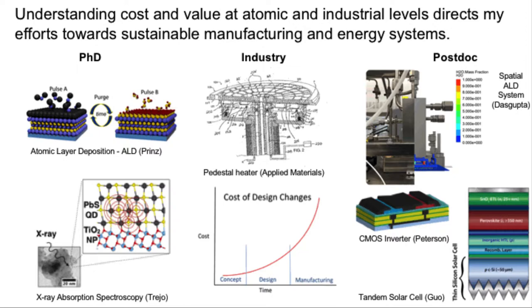So for the postdoc, I'm essentially trying to combine the two. Similarly, thinking about how you create a system where you do have atomic level control, but you can scale it up, and then address and understand material properties using device examples like transistors, CMOS inverters, or tandem solar cells, so energy efficiency. Both energy efficiency in terms of manufacturing, but also energy efficiency in terms of device performance and renewable energy.